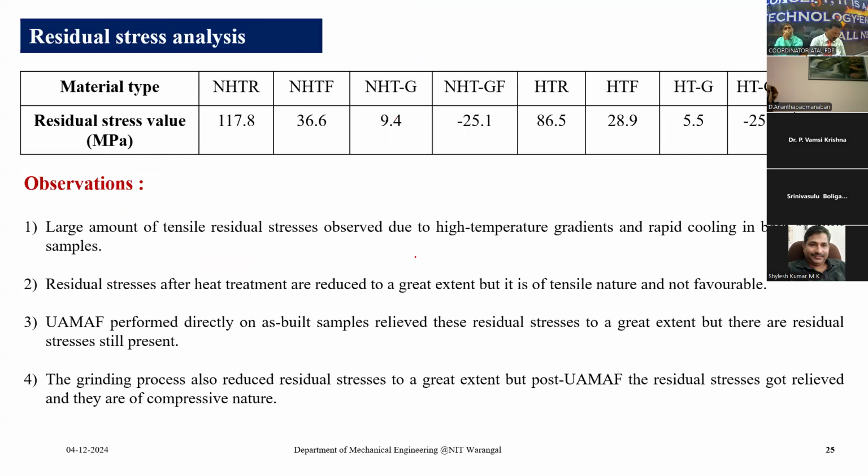This is what we observed in the residual stress analysis. If you see, these are the values in the non-heat treated samples, and these are the values in the heat treated samples. Either heat treated or non-heat treated, the residual stress is negative after the ultrasonic assisted abrasive finishing process. That means all these are tensile residual stresses, positive, right? Whereas these two are compressive residual stresses.